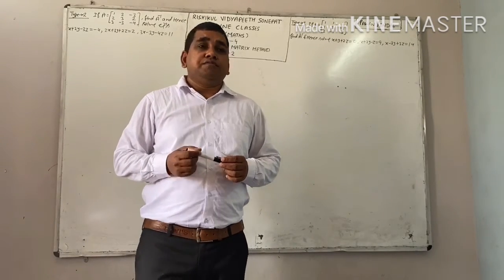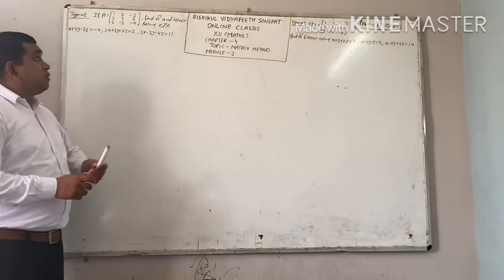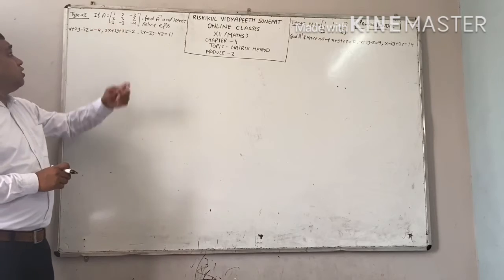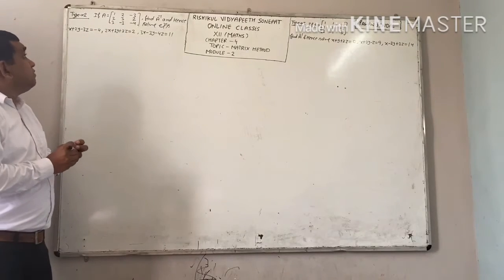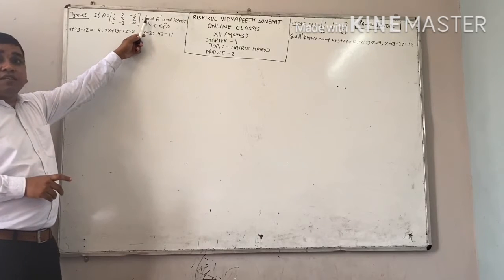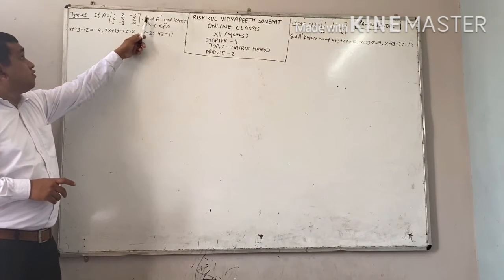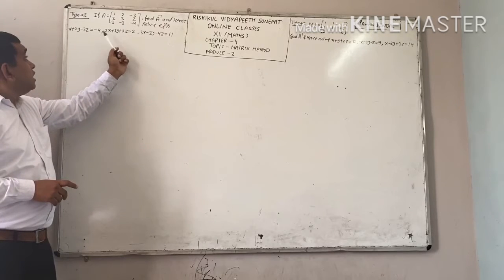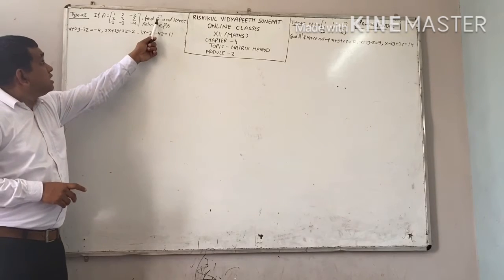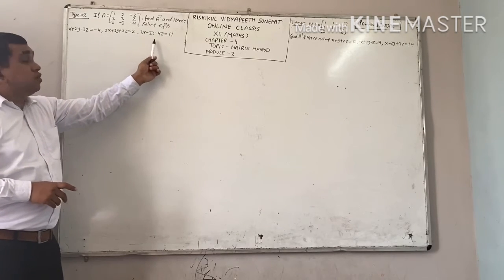Let's continue. Now move to type number 2 of matrix method. See the question: the value of A is given to you, and from this value of A you have to find out the A inverse. After finding A inverse from this A, you will solve these three equations. By using this A inverse, you have to solve these three equations.